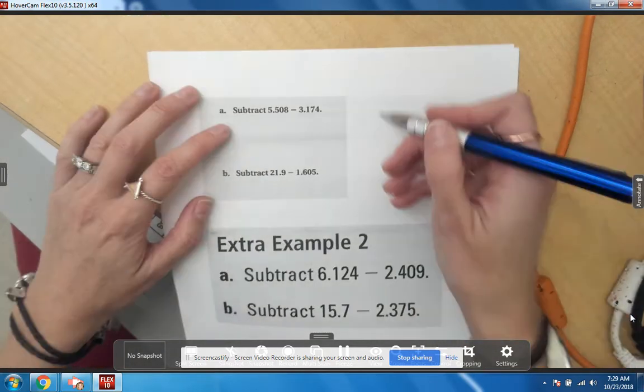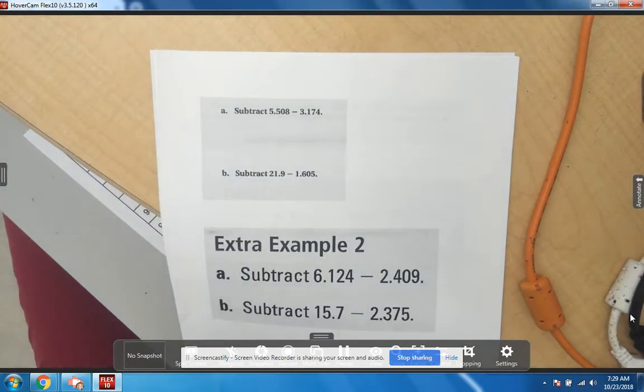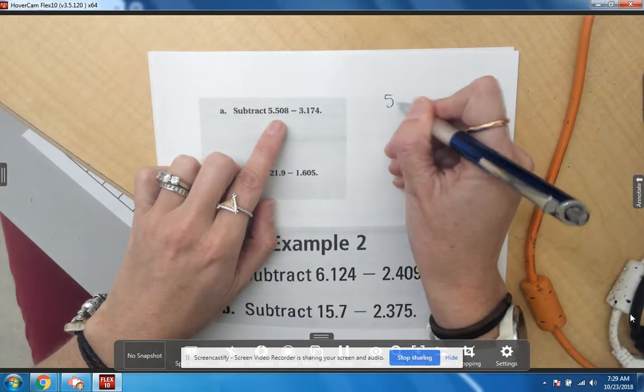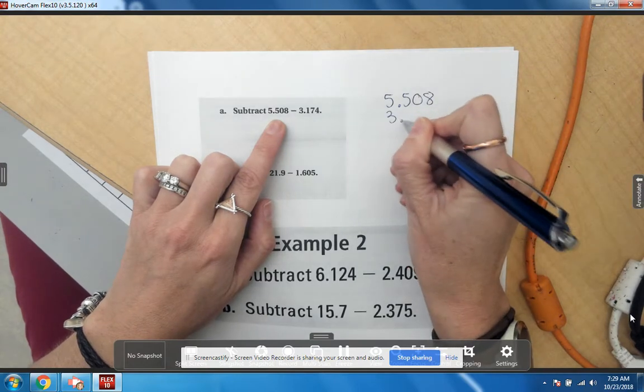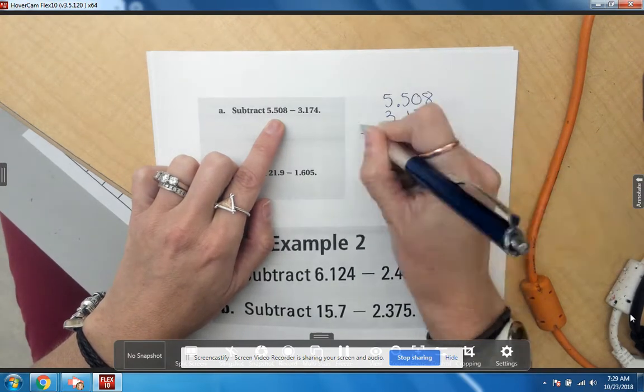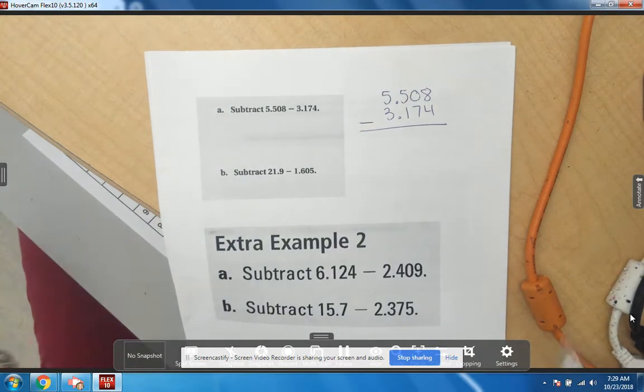Now we're going to do subtracting. Same exact thing, only with subtracting, the order definitely matters. So you need to put the first number on top. So 5.508, 3.174. I lined up my decimal points. I lined up my place values.